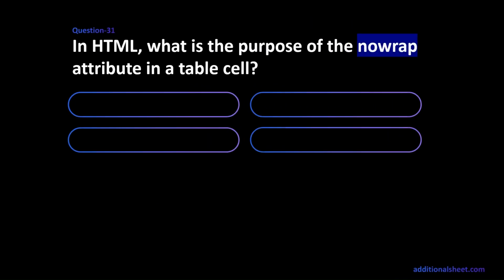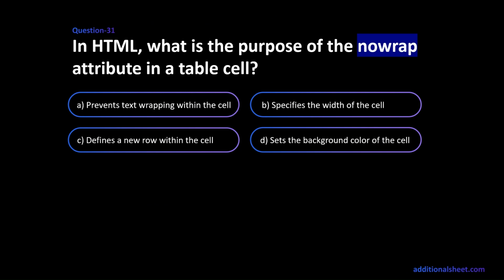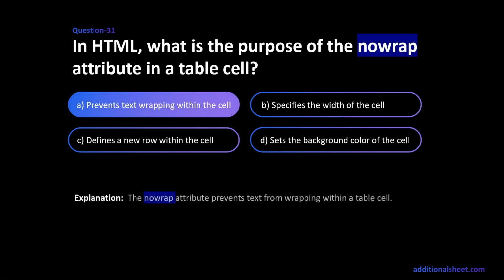Q31. In HTML, what is the purpose of the nowrap attribute in a table cell? Options are: A. Prevents text wrapping within the cell. B. Specifies the width of the cell. C. Defines a new row within the cell. D. Sets the background color of the cell. The correct answer is option A. The nowrap attribute prevents text from wrapping within a table cell.